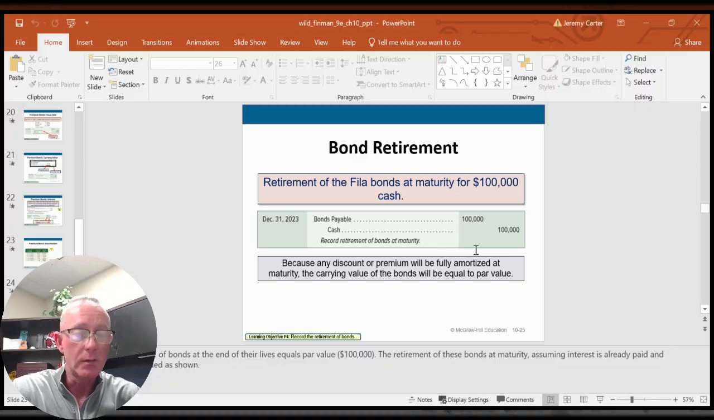When I retire the bonds, when I give them their money back at the expiration date of the bonds, this entry is the same for all three examples: for face or par value, for a discount, and for a premium. We're still giving them the $100,000 back. None of the other issues, whether it's a discount or a premium, affects this cash payment.